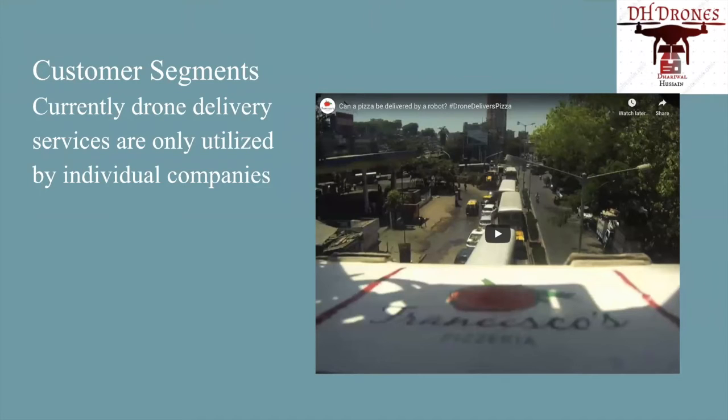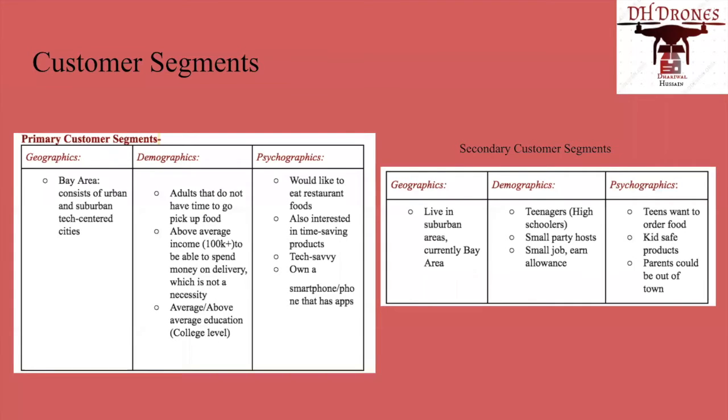Customer segments. Currently, drone delivery services are only utilized by individual companies. We want to be the number one company that will sell drones to companies like DoorDash and Uber Eats, and make this streamline shipping way faster. Our customer segments include the Bay Area, a tech centered urban and suburban city.